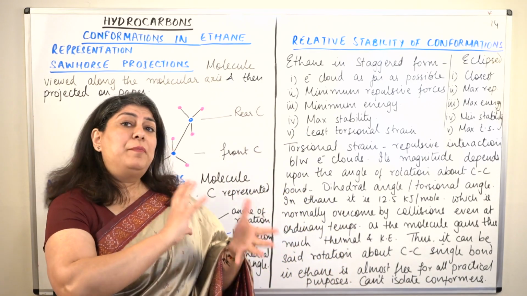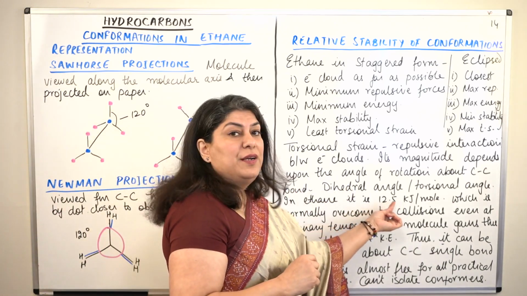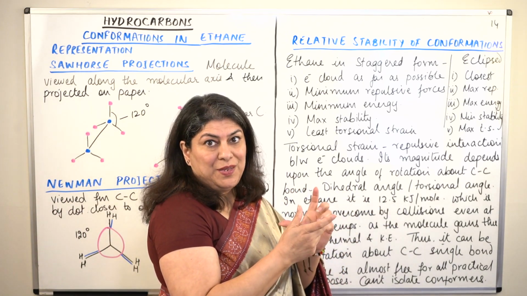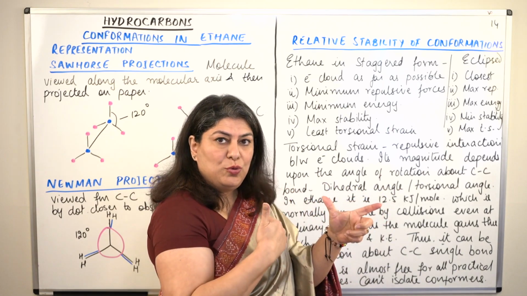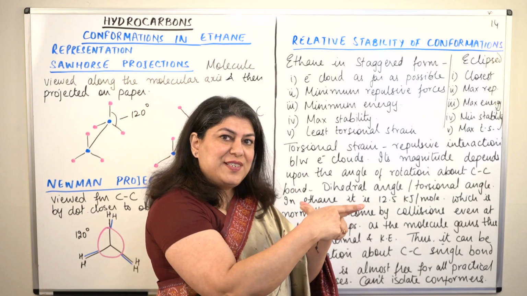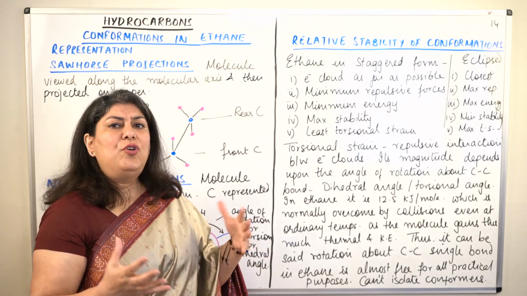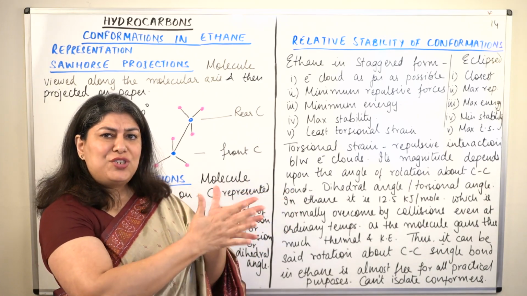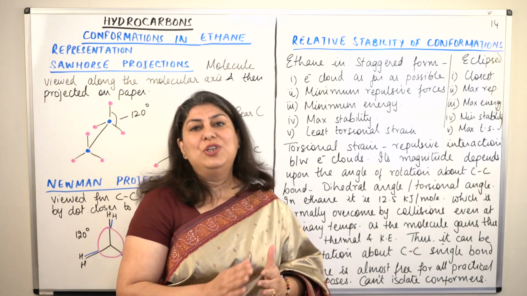And all other conformations have energy between these two values. But that largest difference is 12.5 kilojoules per mole, which is normally what happens when you have that kind of strain. This can easily be overcome just by a few collisions.